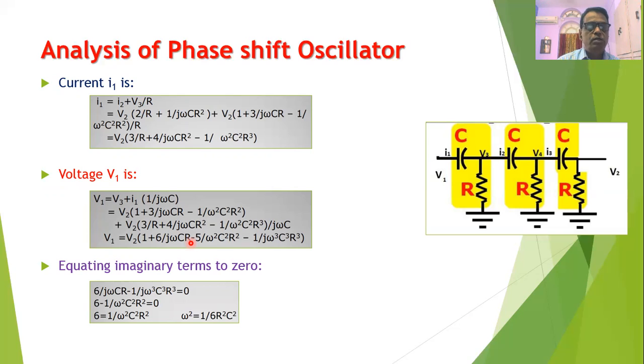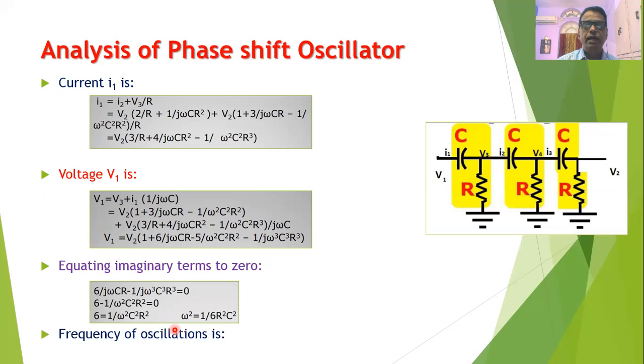Therefore, 6 upon j omega CR minus 1 upon j omega cube C cube R cube is equal to 0. So this is just nothing but 6 minus 1 upon omega square C square R square is equal to 0. That is just nothing but 6 is equal to 1 upon omega square C square R square. So omega square is equal to 1 upon 6 R square C square.